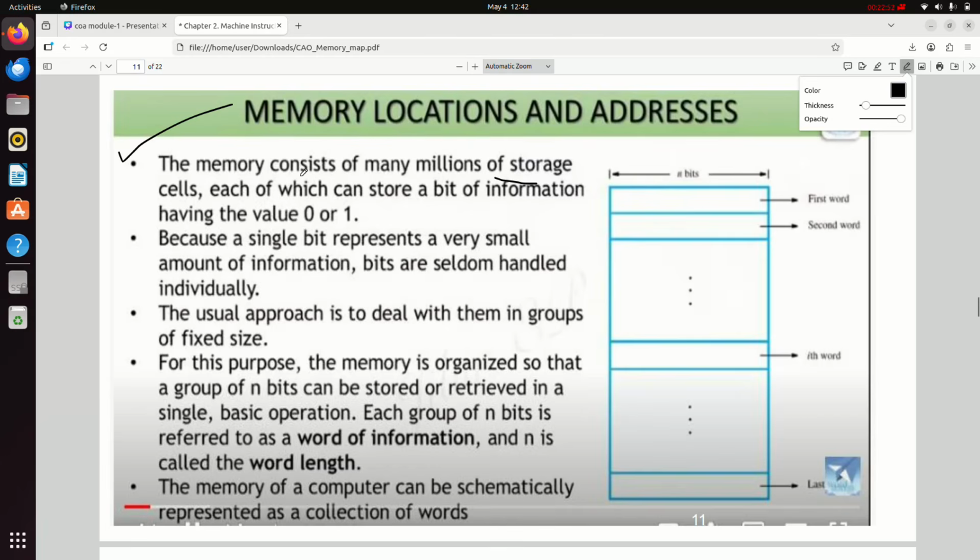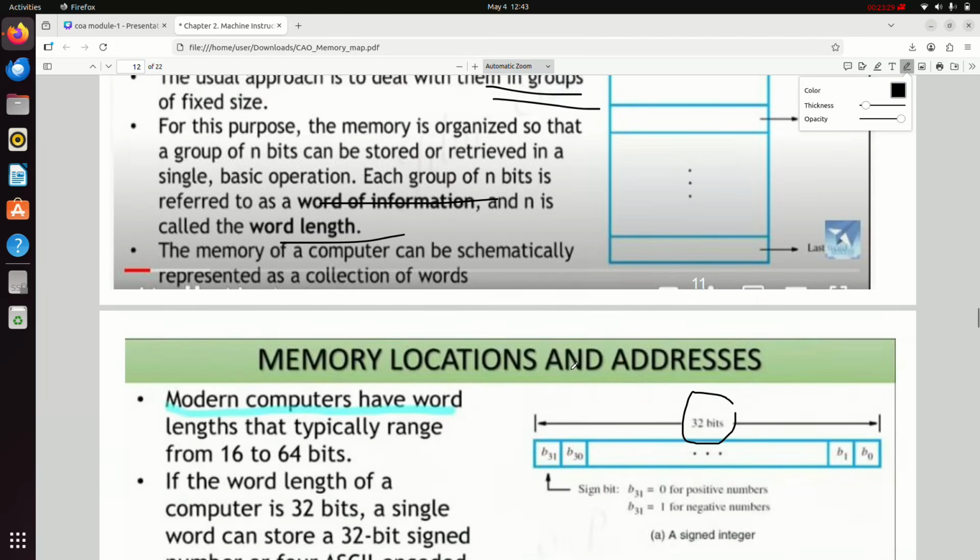Each of these can store only one bit of information, that is 0 or 1, because a single bit represents only 0 or 1, but I told you it is very small. Only a 0 or 1 means a very small amount of information you can handle here. So mostly the bits are not handled individually. You are going to handle them in groups of fixed size. So the memory is organized in the form of groups of n bits. Each group of n bits is called a word of information, and that n is the word length, because it is the number of bits. So this is how the memory is organized.